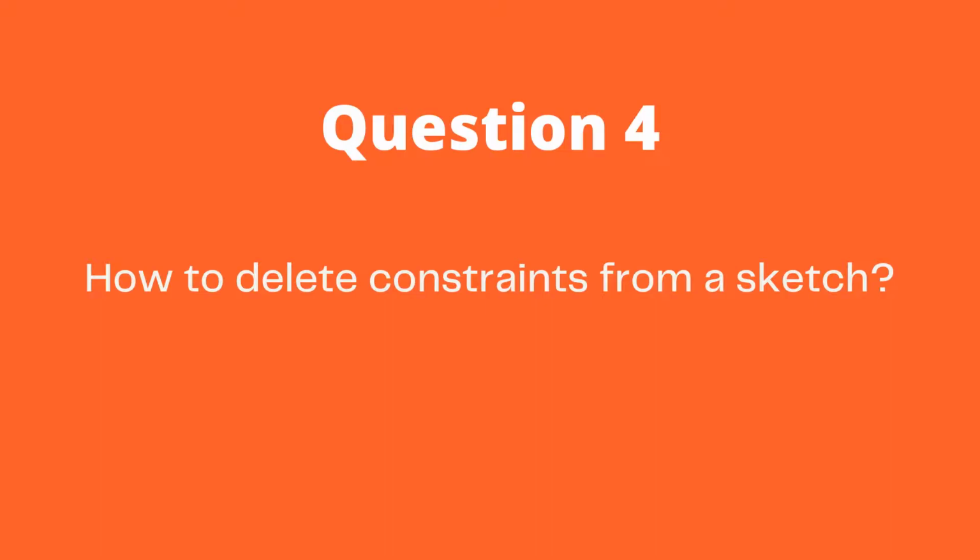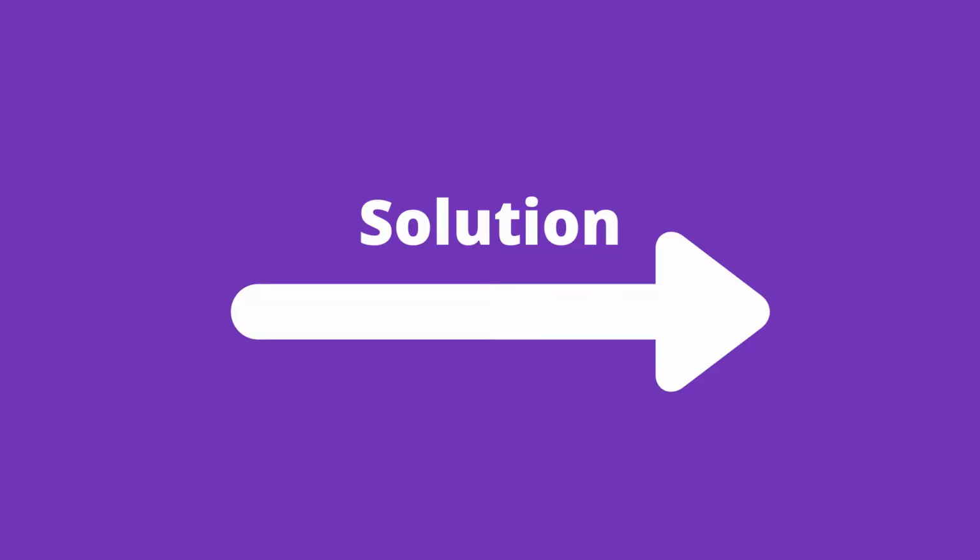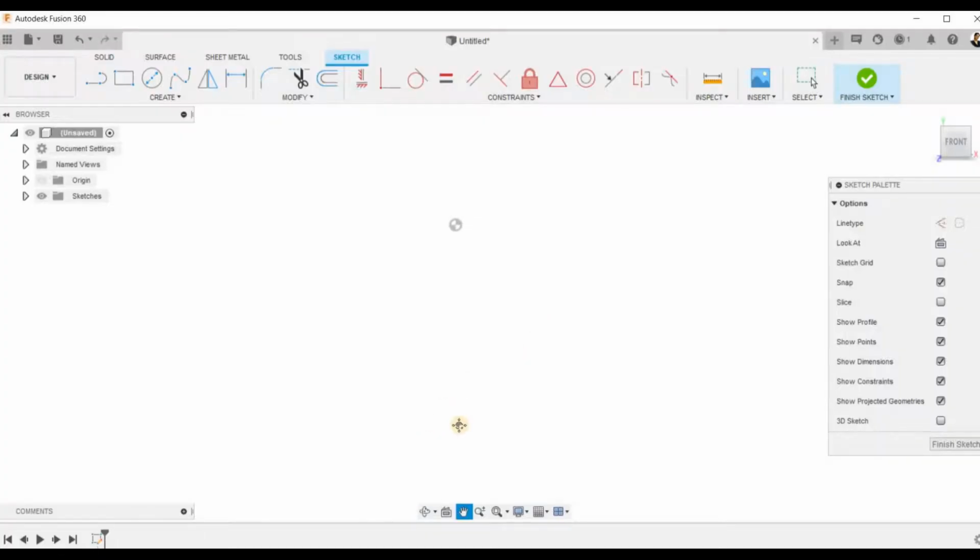How to delete constraints from a sketch. Many times we see that as we start drawing a sketch, Fusion automatically starts giving the constraints which are appropriate. So here I have perpendicularity constraint and here I have horizontal constraint. So I can just pick that constraint and I can click on delete in the keyboard.